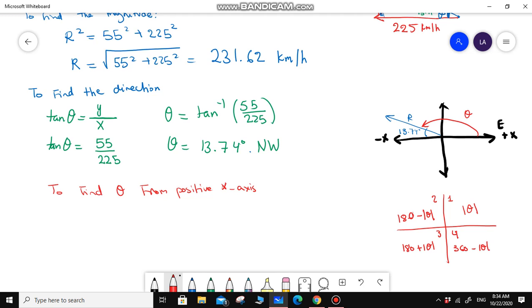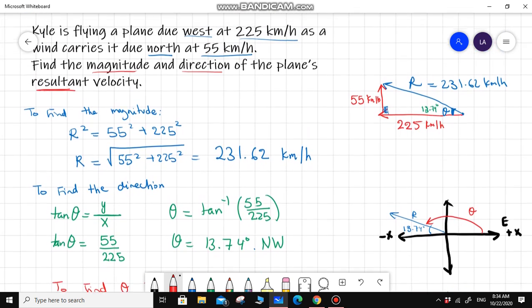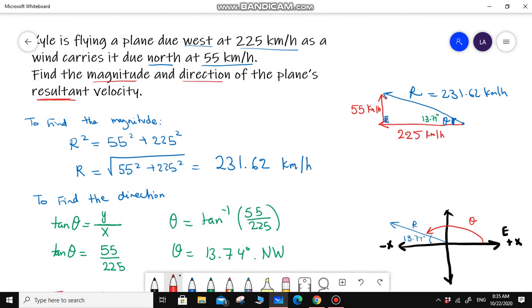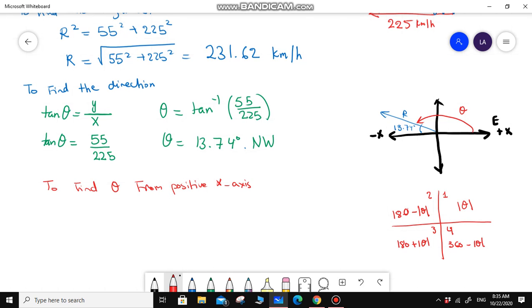As you can see clearly, my vector lays in quadrant 2. Or simply, we can know this from the directions of the vectors. I have a west and a north vector. So if you check the quadrant, west and north, here is the west, here is the north, so the vector must be in the second quadrant.